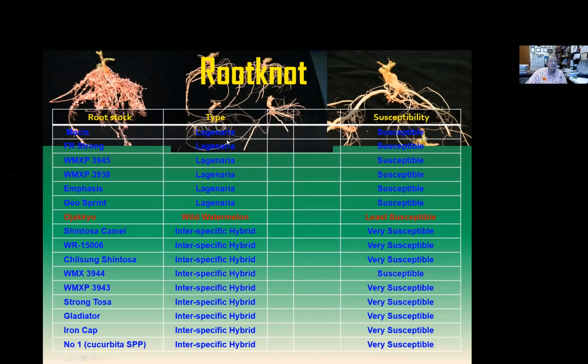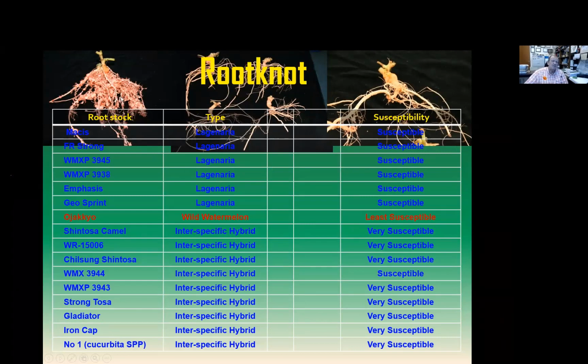Same with the lagenaria or the bottle gourd, that they also are very resistant to fusarium. But if you have a problem with root knot nematode in your field, then these rootstocks are very, very susceptible to root knot nematode.